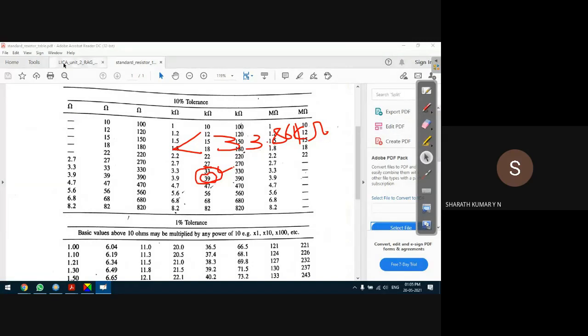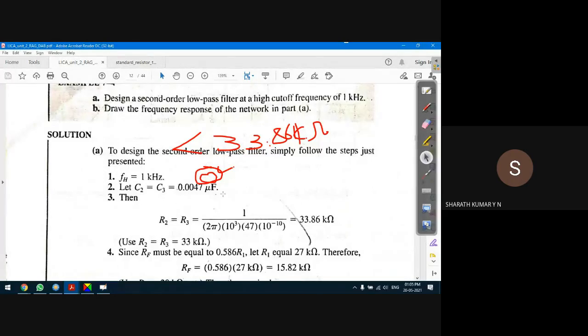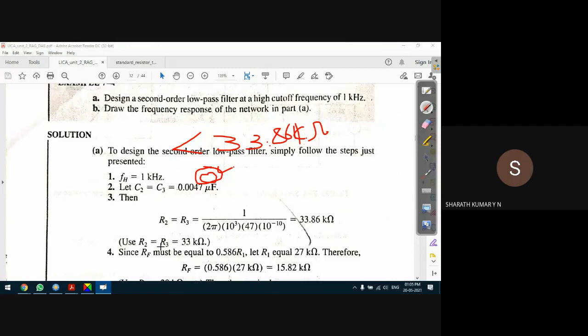So R2 and R3 should be selected as 33 kilo ohm. This is not a potentiometer here. No, it's not a potentiometer. It is a standard resistor value, 33 kilo ohm.